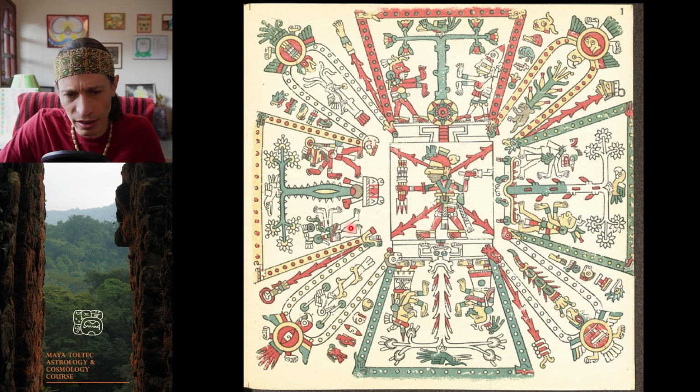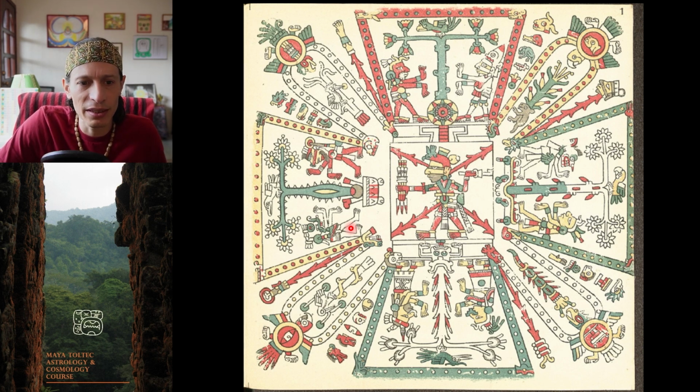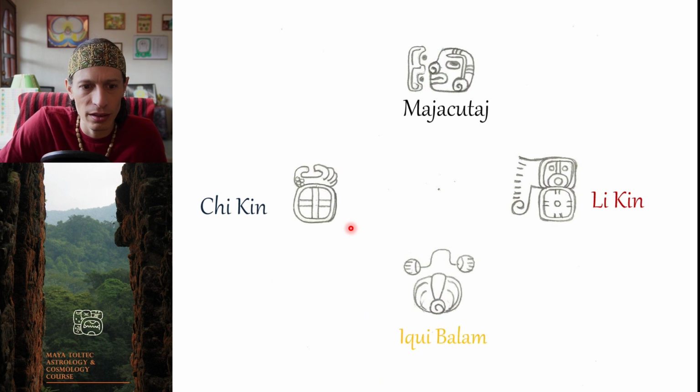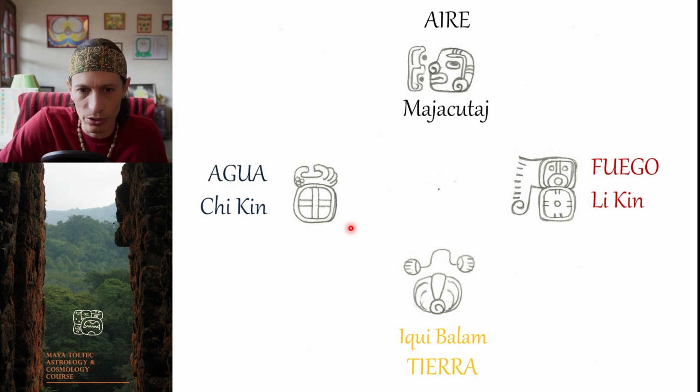We saw that each culture in Mesoamerica had their own version of this worldview. So this is like the worldview placed in a single image, like the four worlds, the four energies. So how do we think about this? This is the Liking, Mahakutach, Chiking, Ikibalam, and we have fire, air, water, and earth. That would be the primordial placement of the elements.